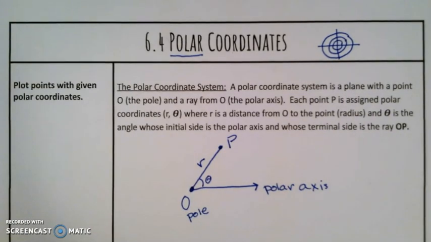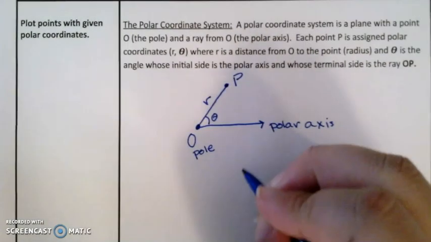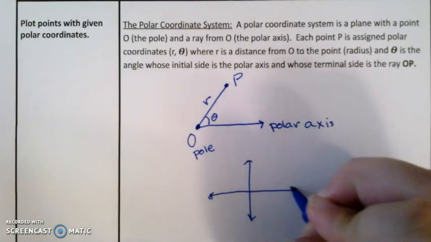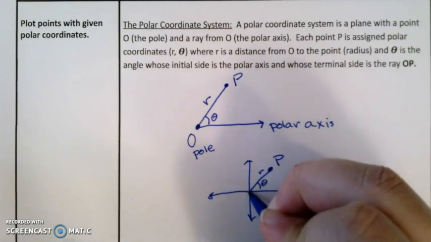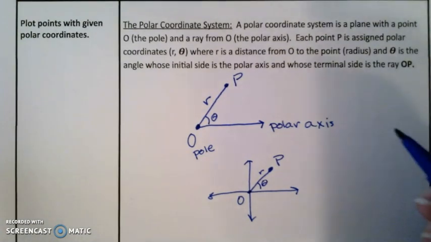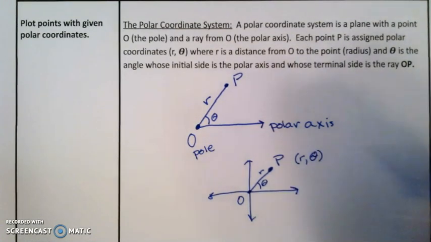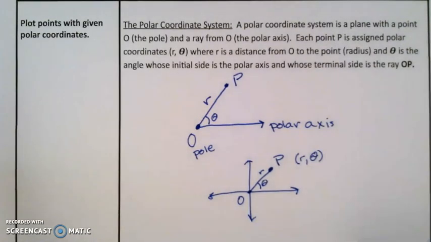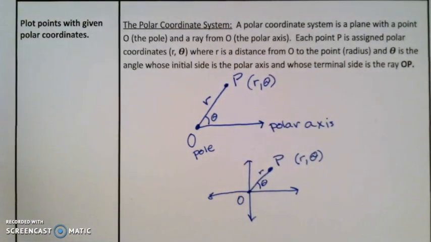Okay, to compare this to the Cartesian coordinate system, which is what you're used to working with, we could also write it on a Cartesian plane. Here's point P with radius and theta, and this is still O. Our pole is the same as our origin. And in both of these cases, we would label point P as having radius r and angle theta. So the point, instead of having an (x, y) coordinate, we have (r, theta). P is labeled as (r, theta).